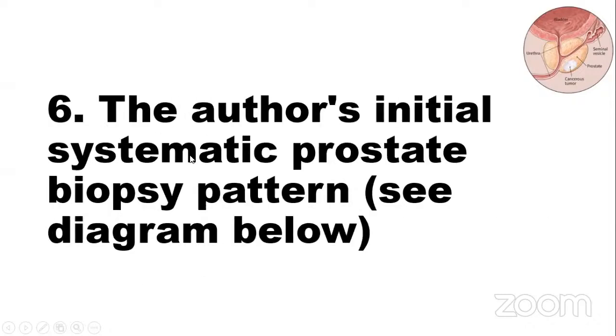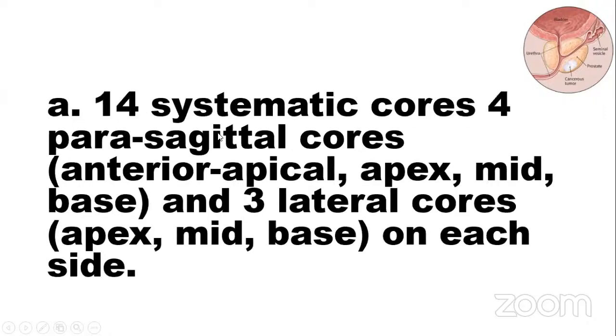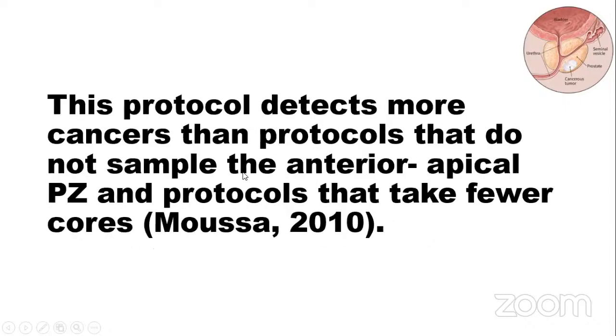The other initial systematic prostate biopsy pattern is 14 systematic cores: 4 parasagittal cores, anterior apical, apex and mid, and 3 lateral cores, apex, mid, and base on each side. So it is 14 systematic cores. That's 4 parasagittal cores and 3 lateral cores. And this protocol detects more cancer than protocols that do not sample the anterior apical zone and protocols that take fewer cores, known as MOASA 2020-10.